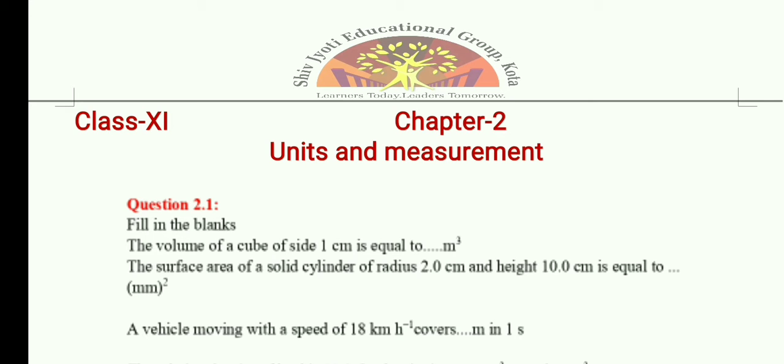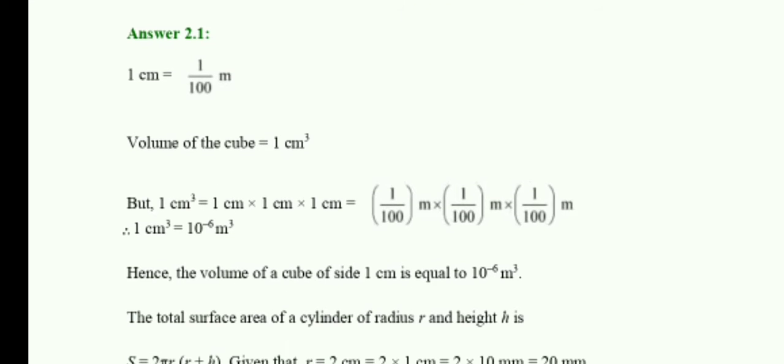Now come to the first part of this question. As we already know, 1 centimeter equals 1 upon 100 meter, and the formula of the volume is length cube. So the volume of the cube is 1 centimeter cube if its length is 1 centimeter. But 1 centimeter cube equals 1 centimeter into 1 centimeter into 1 centimeter, that is equal to 1 upon 100 meter into 1 upon 100 meter into 1 upon 100 meter. Therefore, 1 centimeter cube equals 10 to the power minus 6 meter cube.